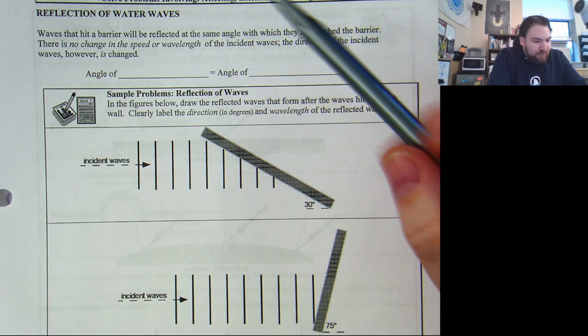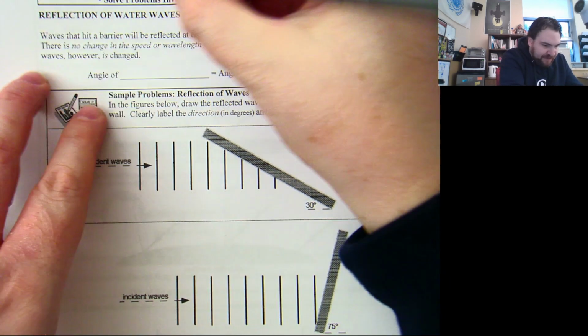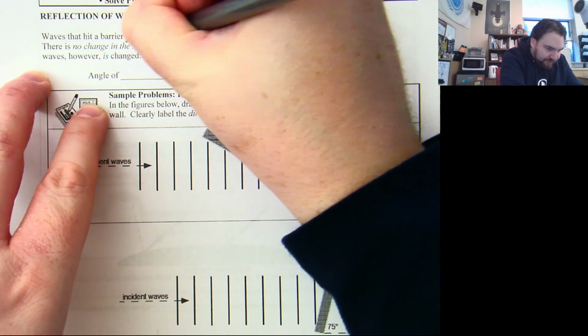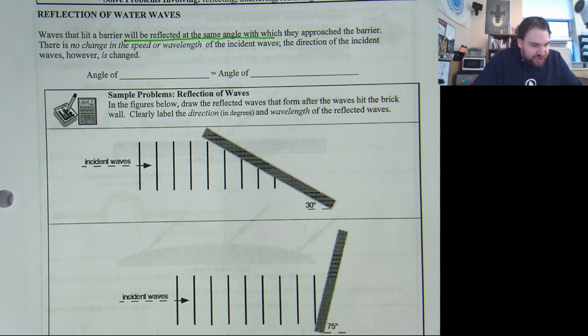Waves that hit a barrier will reflect at the same angle at which they approach the barrier. That is just a true statement of fact. There's no change in the speed or wavelength of the incident waves. They just now are moving in another direction. The direction of the incident wave is changed.